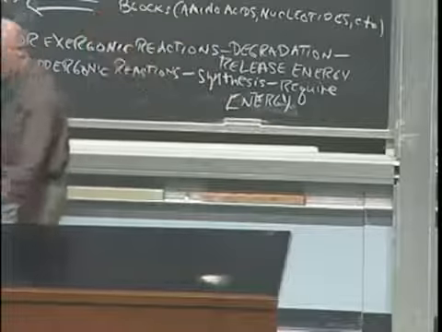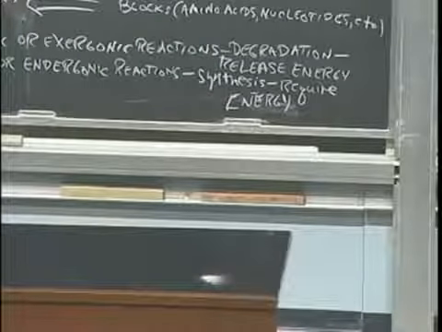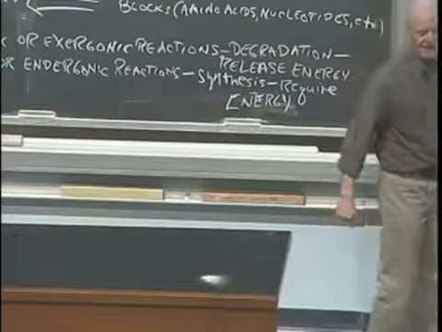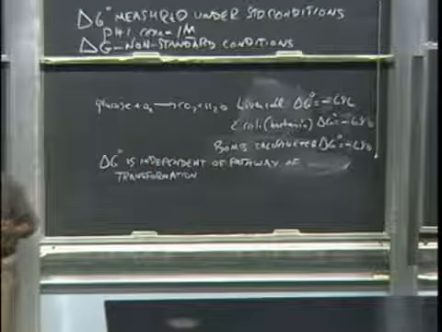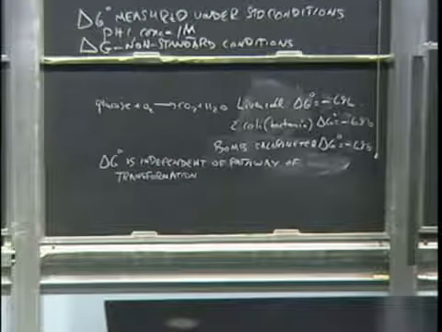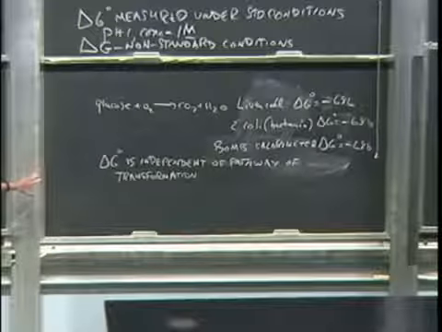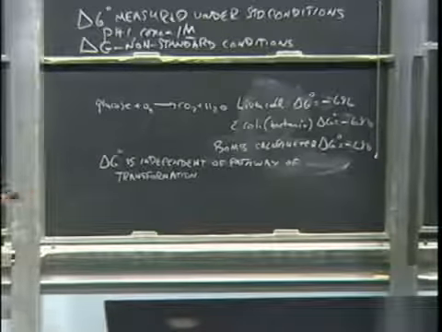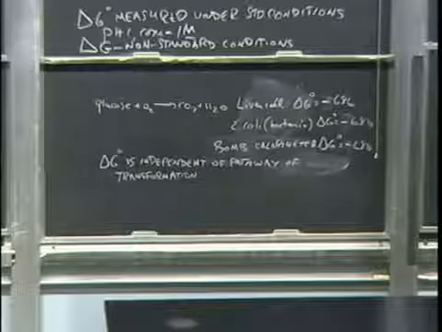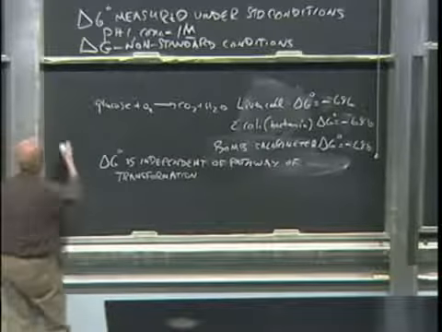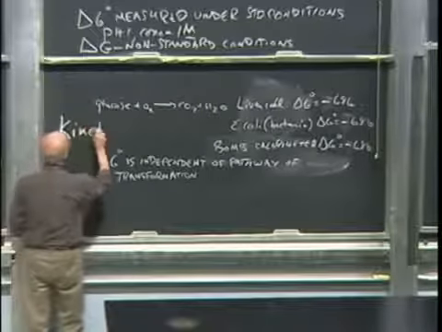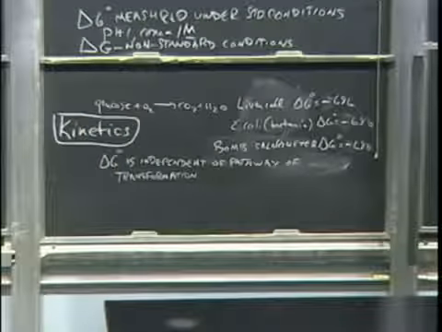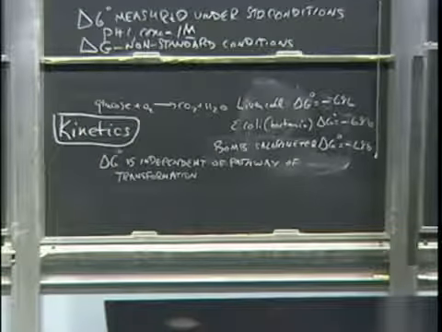Why isn't anything happening? 686 kilocalories of energy are released. Well, what's the problem? There's a problem. Thermodynamics has a problem. Thermodynamics gives you no information on how fast the reaction occurs. There's kinetics and there's energetics. So the speed of the reaction is not considered in thermodynamic considerations.